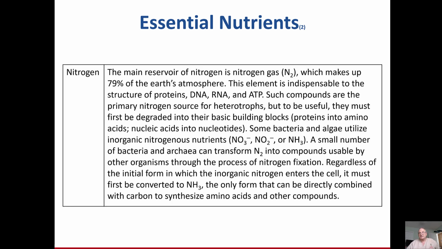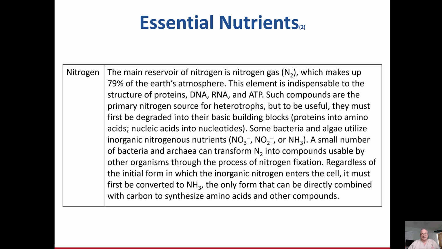Nitrogen, the major reservoir of nitrogen, is nitrogen gas, which makes up 79% of the Earth's atmosphere. It's indispensable for our favorite friends, the proteins, DNA, RNA, ATP, those sorts of things. Some bacteria and algae utilize inorganic nitrogenous nutrients like NO3, NO2, NH3. A small number of bacteria and archaea can transform nitrogen into other compounds.